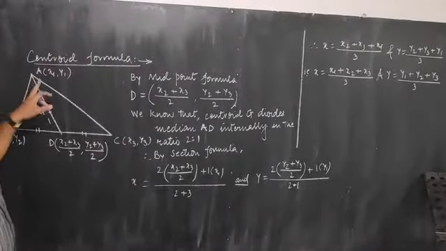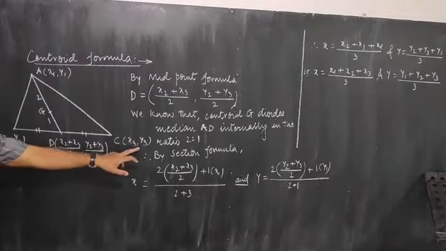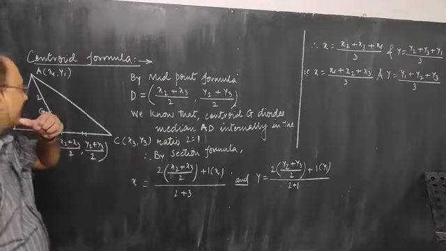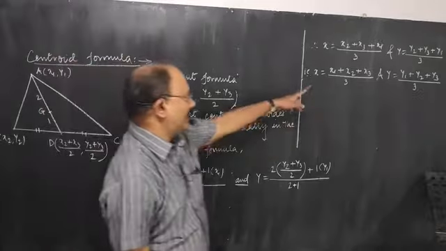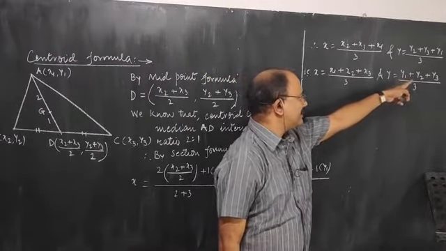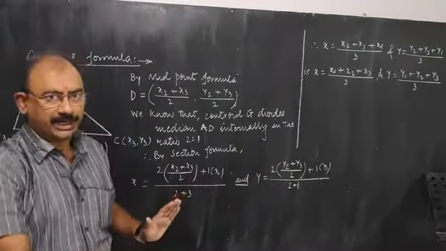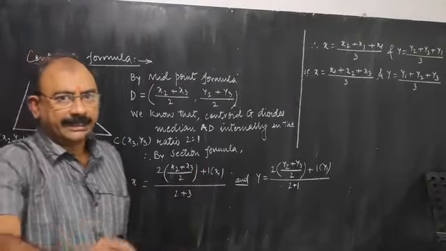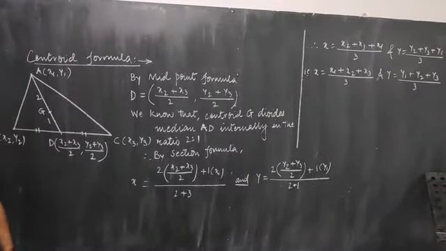Now, if point G is the centroid of a triangle whose vertices are A(x1, y1), B(x2, y2) and C(x3, y3), then the x and y coordinates of the centroid can be calculated by this formula. x is equal to x1 plus x2 plus x3 by 3, y is equal to y1 plus y2 plus y3 by 3. Very easy to memorize. You get x and y coordinates separately and then you put them in brackets, writing that this is the centroid of the triangle. Okay, let us start.